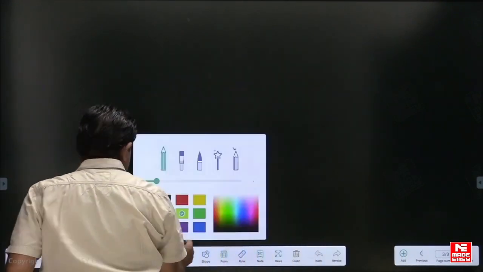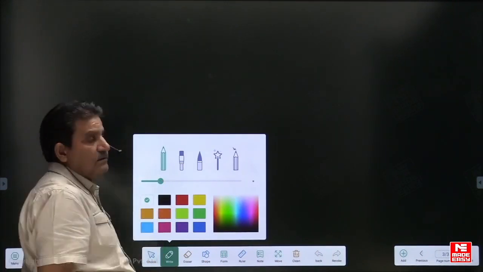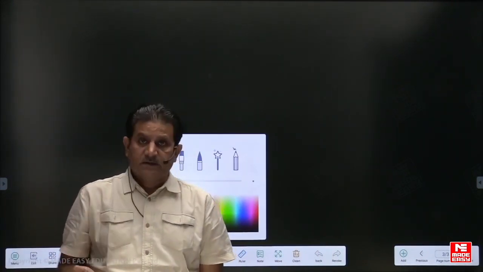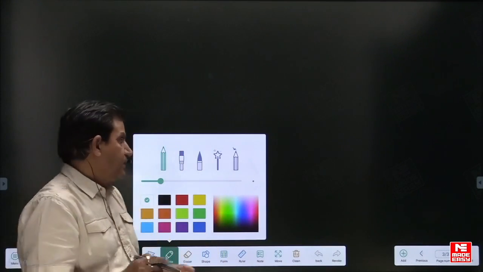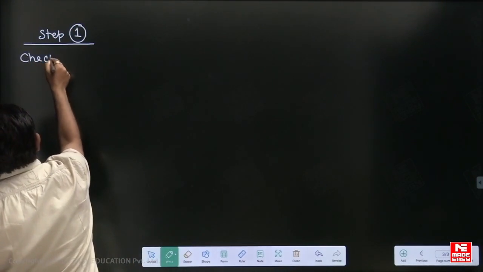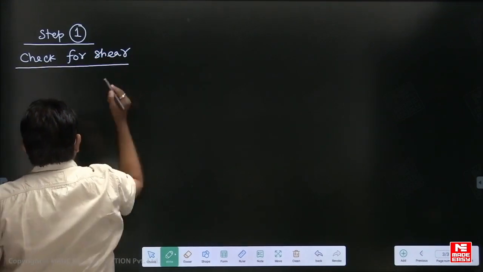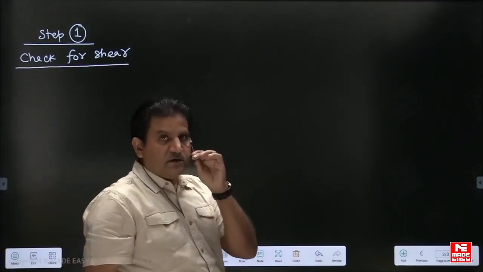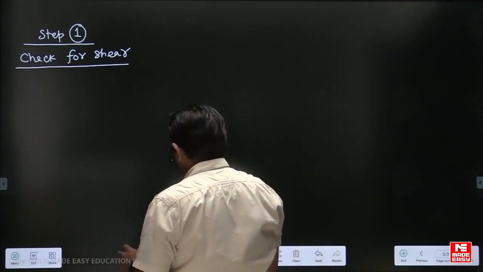Such beams, when you have to design for torsion, are generally more critical in shear, and that's why first of all we must check these beams for shear. So step number 1 will be to check for shear. Here I will explain the concept and the Indian Standard Code provisions, and then I will explain how to solve this question. Together we will do everything.